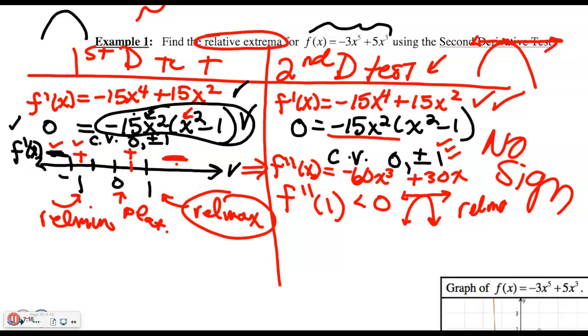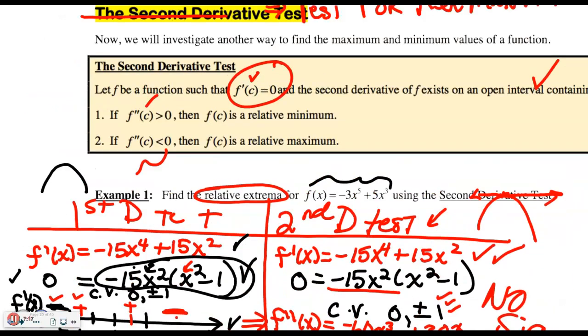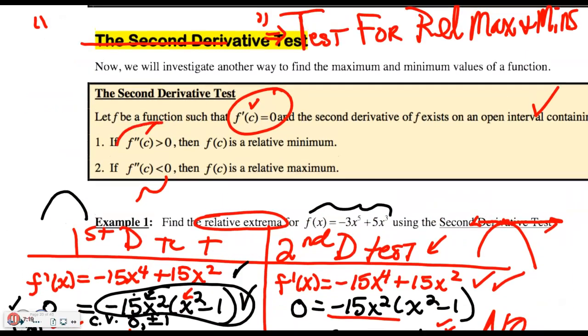So rel max. So up here, if the second derivative is positive, think smile, up like a cup, we will get a minimum. If the second derivative is negative at a place where there's a horizontal tangent line, we will get a maximum.